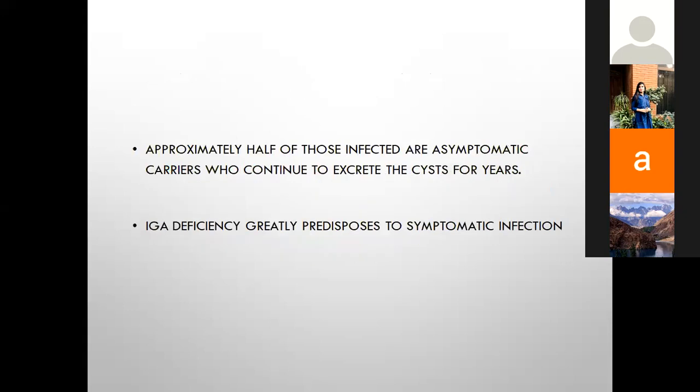Approximately half of those infected are asymptomatic carriers, which continue to excrete the cysts for years. So the carrier state is very important in this, and in the carrier state, the patient is asymptomatic. As I told you before, in many bacterial diseases the patients are carriers, but they don't show any kind of sign or symptom. So they excrete cysts for years, and if that excreted cyst comes into contact with any other person through water or food, that will result in the spread of infection. IgA deficiency greatly predisposes to symptomatic infection.